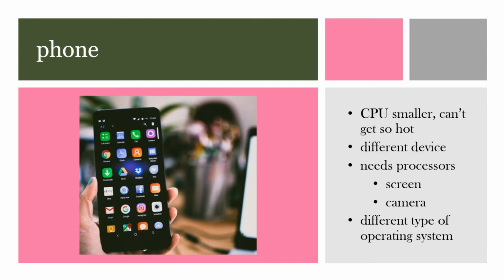Now a phone is a different device. It needs a smaller CPU and it can't get so hot, so it can't perform as many operations so quickly. So it does need processors for different parts. With the phone now we have quite an advanced screen and camera, different parts of the phone. So it needs a different type of operating system. It does need an operating system, but a different type than a computer.